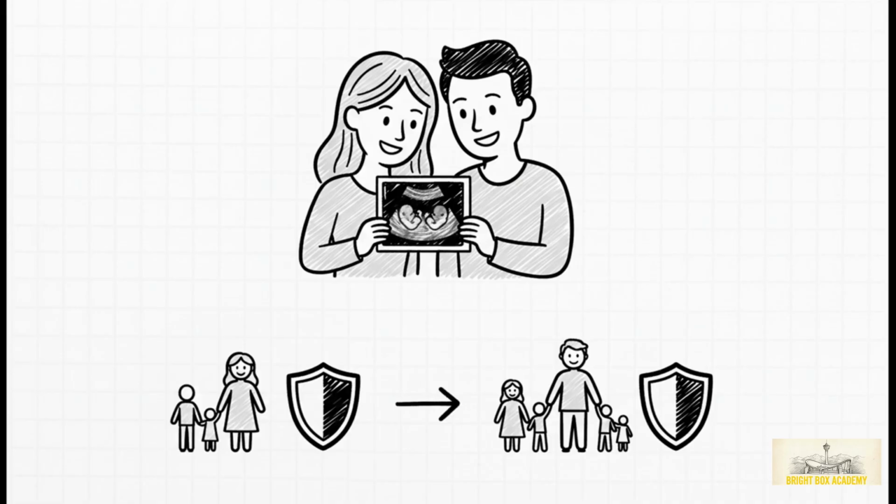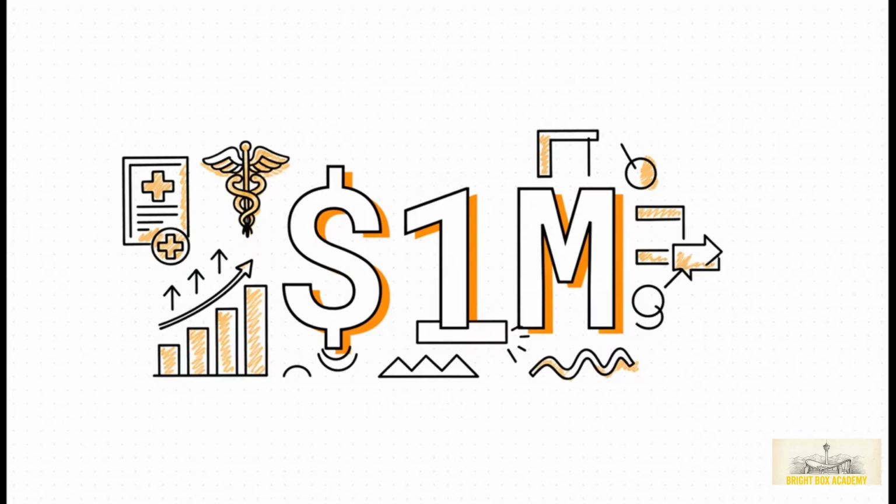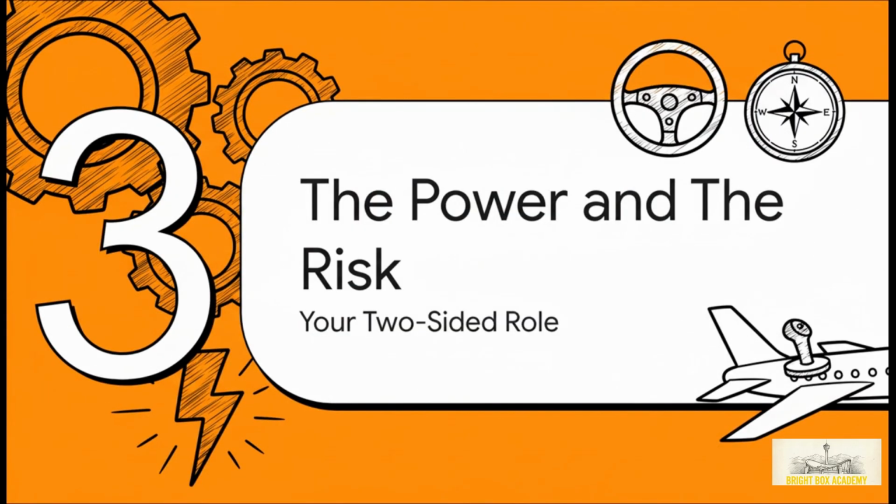With a traditional policy, he might have to go out and buy a whole new, separate one. But not with UL. After providing some updated medical information, Richard was able to increase the death benefit on his existing policy all the way up to $1 million. He just adapted his coverage to match his new reality, all within the same flexible plan. So as you can see, this flexibility is incredibly powerful. But that power doesn't come for free. There's a catch. With Universal Life, you are not just a passenger, you are the pilot.